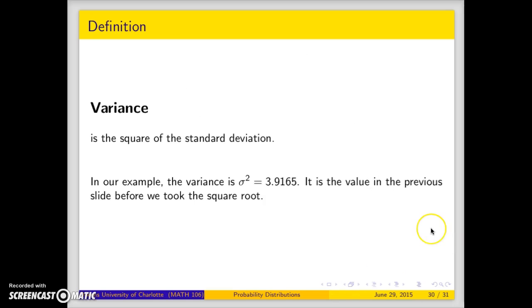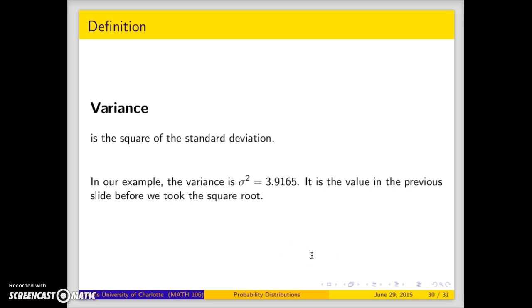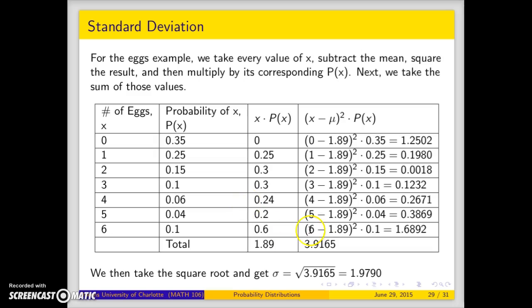And lastly, the variance. This is just, we know, the square of the standard deviation. So in our egg example, all we have to do is just not take the square root. So we would just take this number we found when calculating the standard deviation, and that's the variance. We just don't take the square root.